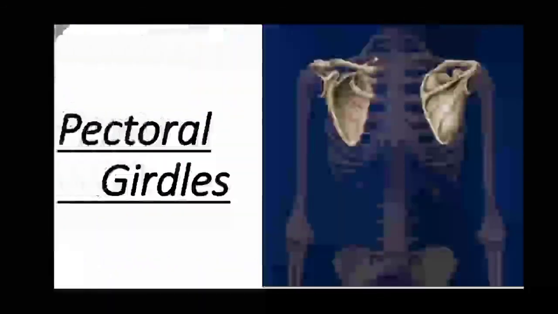Besides these we have 2 girdles present. What are girdles? They have the main function of providing support to the body weight. How do they do that? The upper part is called the pectoral girdle. It consists of 2 bones. One is the collar bone and another one is the shoulder bone. So we have 4 bones in the upper region.